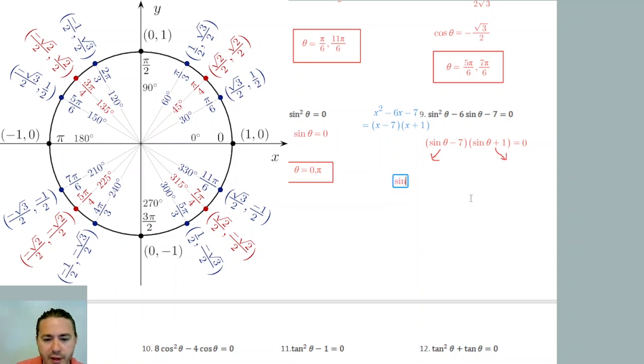So we should get sine theta equals 7, right? If I add 7 to both sides. I'm also going to get sine theta equals negative 1.